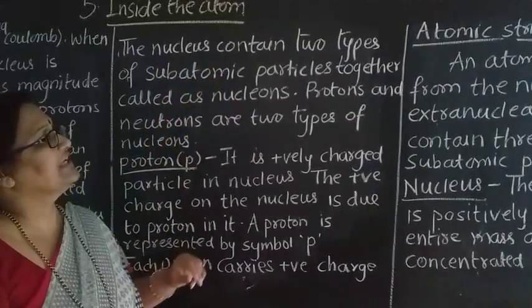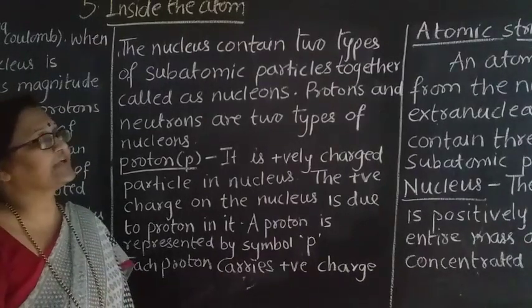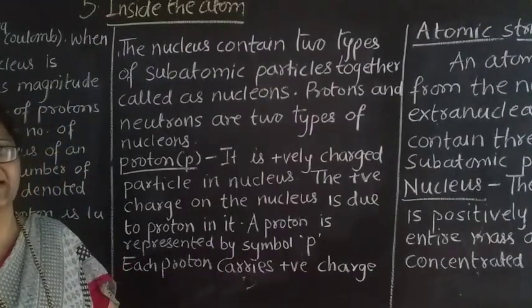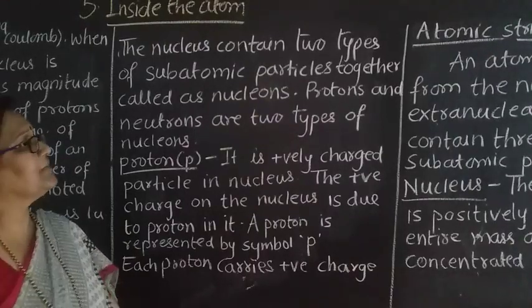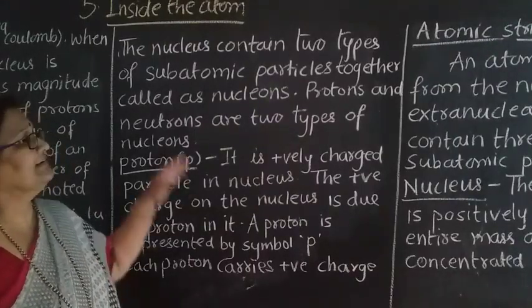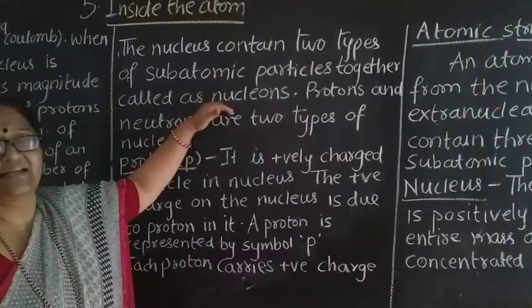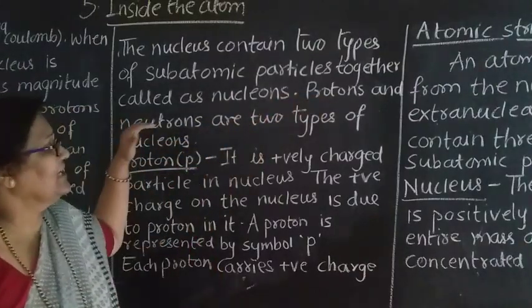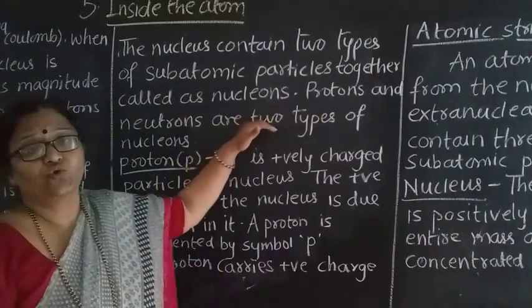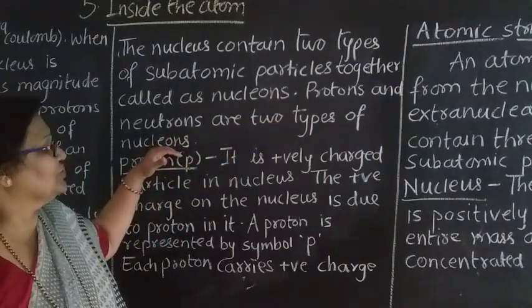Now the nucleus contains two types of subatomic particles. That means the nucleus is made up of two subatomic particles, and together they are known as nucleons. Now which are these particles? These particles are nothing but protons and neutrons. These are the two types of particles, and together they are called nucleons.